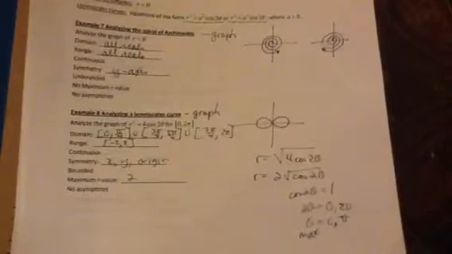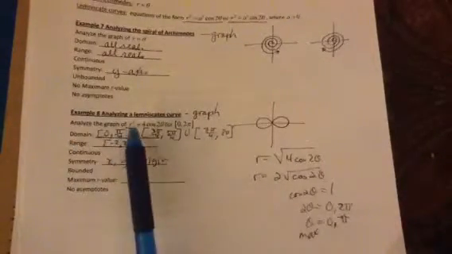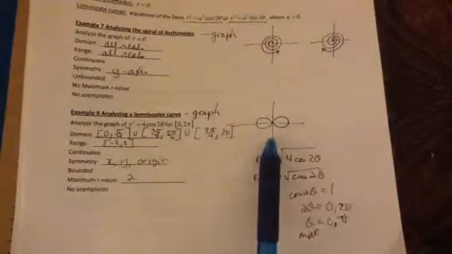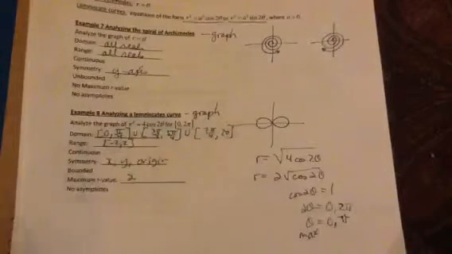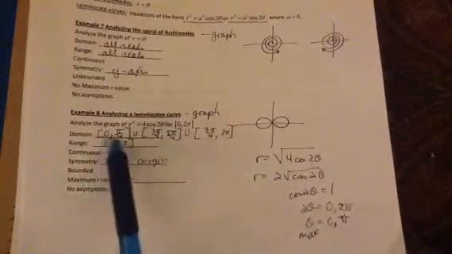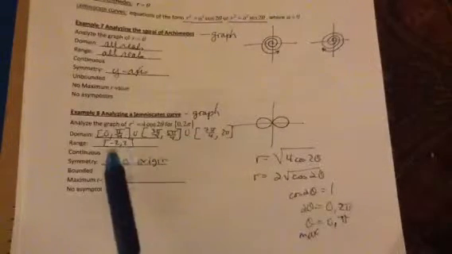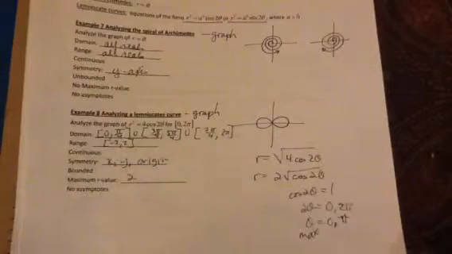All right, the last one we've got here is example 8. We're going to graph this one. It's r squared equals 4 cosine 2 theta, and it looks like a figure 8, only because we're going between 0 and 2 pi. Now, the domain, how did I get these weird numbers? I'll go through it. The range is -2 to 2.